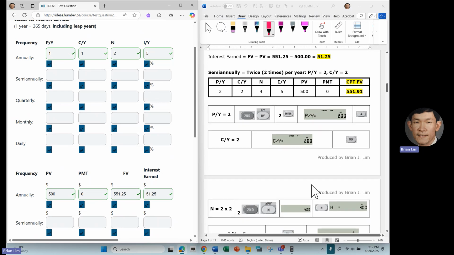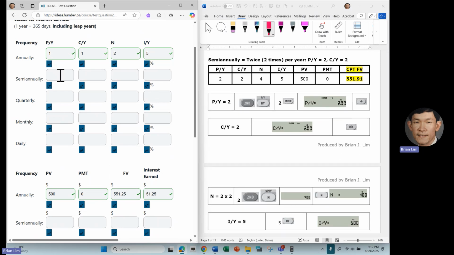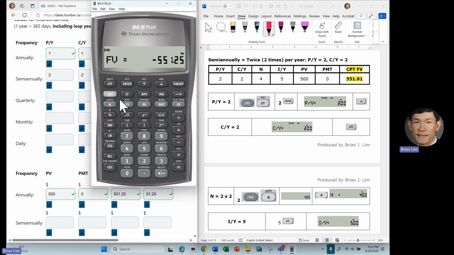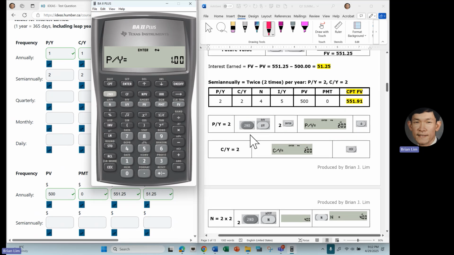Now the next part we go to is when the compounding is semi-annually. So P/Y will be 2 and so will C/Y. All right, so they're both 2. If you get the calculator up here now, we go to second I/Y. That is how we enter P/Y, and that is what it's saying right here, second I/Y. Then I click on 2 and I click on enter. That's what I just did right here. Okay, and that's the display I get.